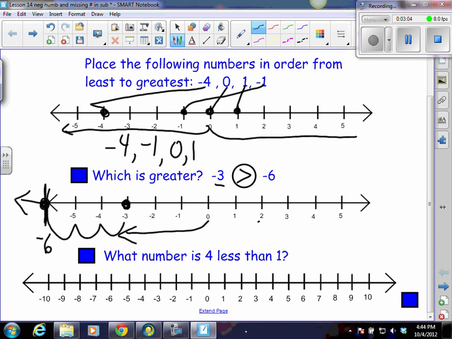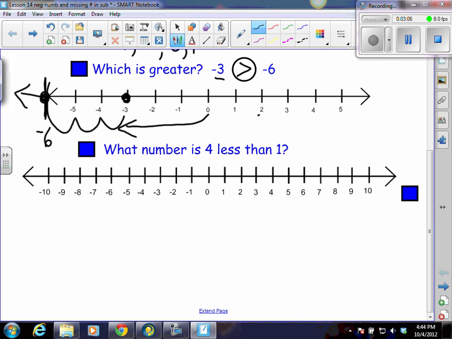And so if we place our 1 on our number line like that, and then we need to go 4 less, we need to move 4 units to the left, 1, 2, 3, 4, we'd find that -3 is 4 less than 1.